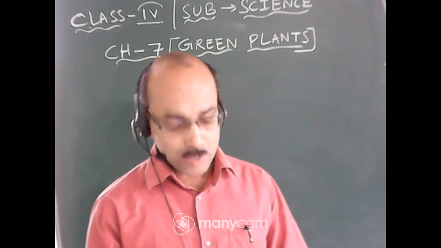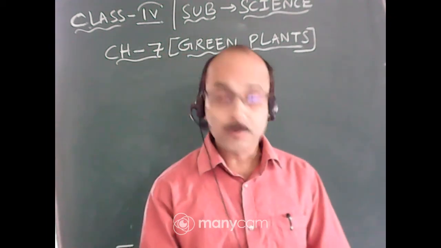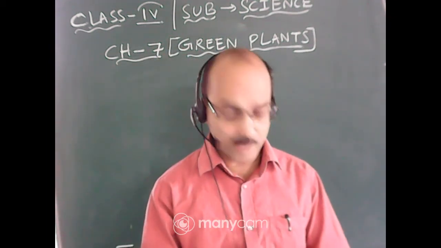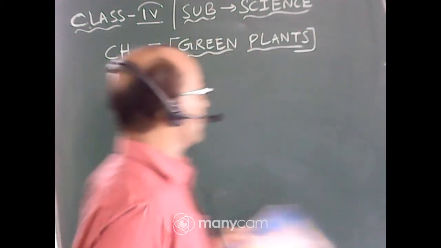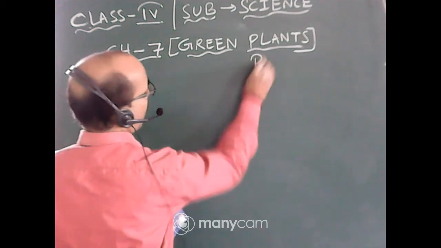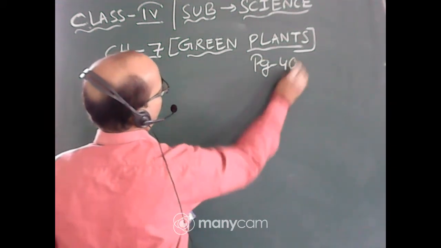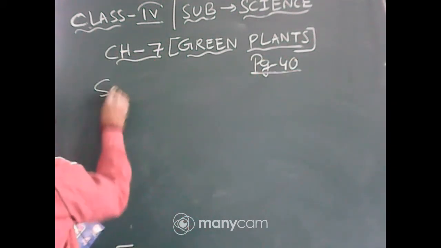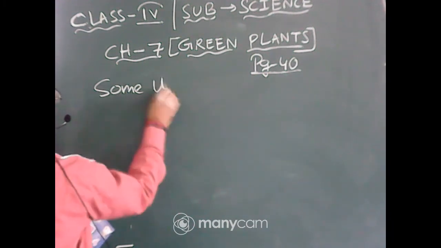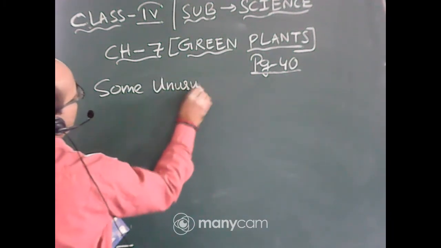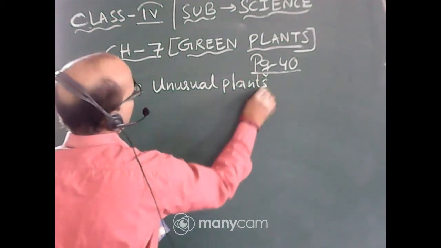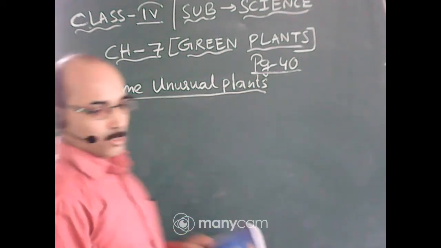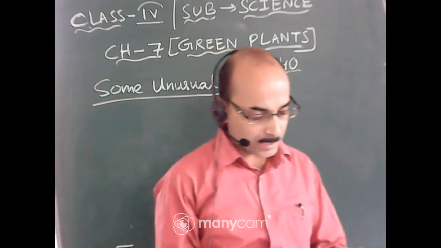Today we will start from some unusual plants. This is from page number 40 in your science book, so you can follow from there. I will write here: page number 40, some unusual plants. Okay, let us see some unusual plants.